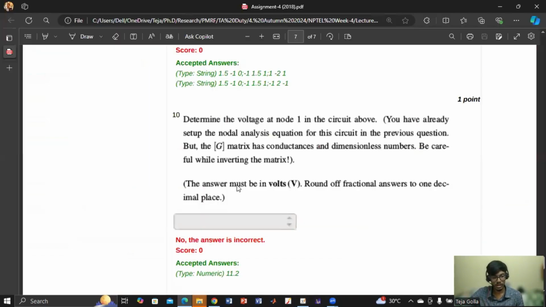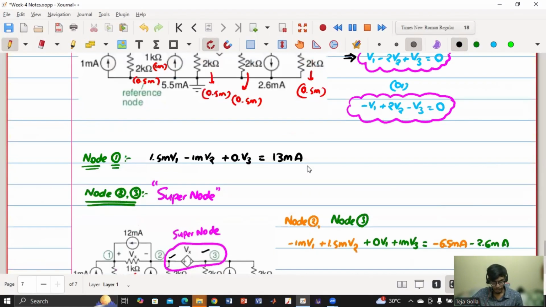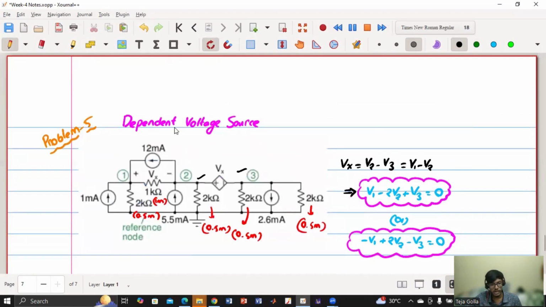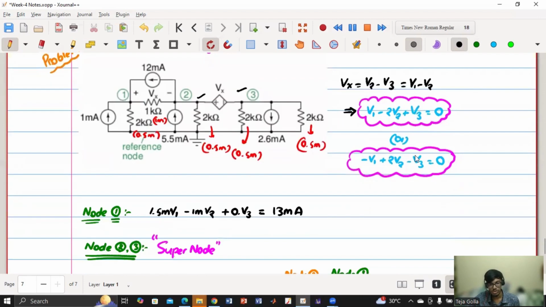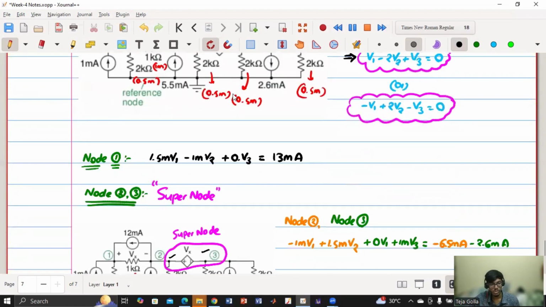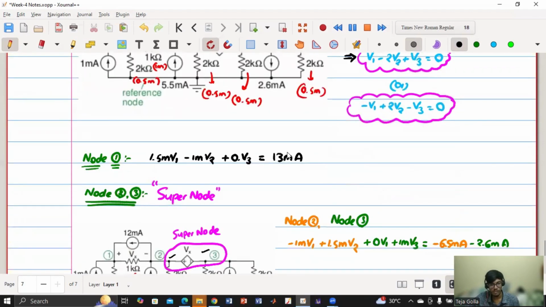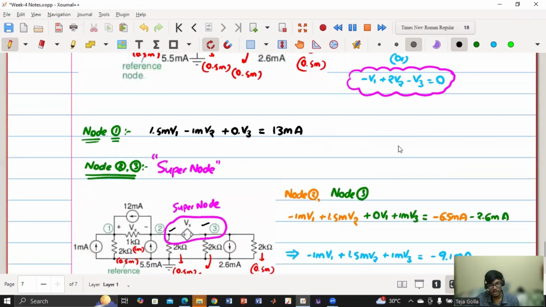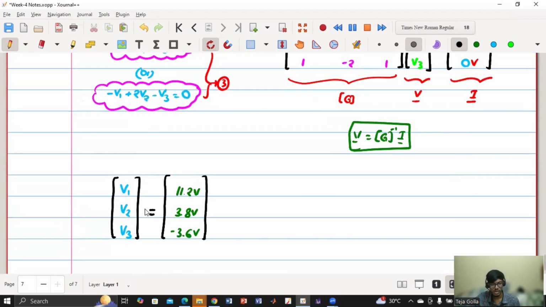In the question, they have asked what is the value of node 1. We got 11.2, which is matching. So this also remains the same if there is an independent or dependent voltage source. First we get the expression based on that source. Then you apply nodal analysis at the node where this voltage is not connected. If it is connected between node 2 and node 3, then you have to consider a supernode and write the expression accordingly. This will give you one equation. Node 1 will give you one equation. That dependent or independent voltage source will give you another equation. All these three will give you one matrix expression, and using that you will get the voltages.